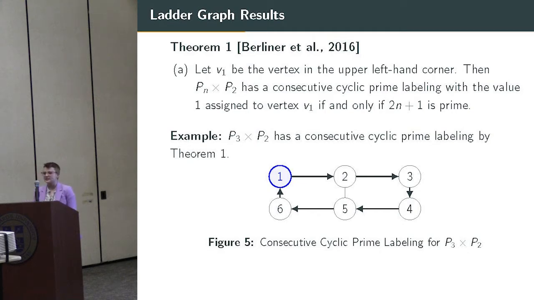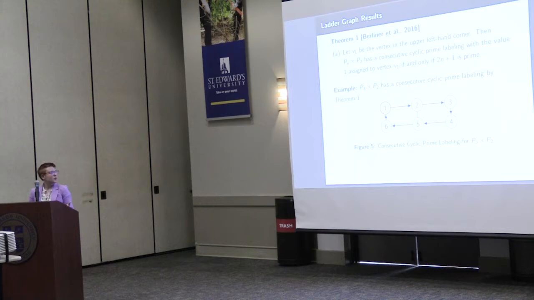This is what that looks like. It's the same as the graph that was on the previous slide. And then one of the other results that we looked at is, if you can't necessarily start that consecutive cyclic prime labeling in the upper left-hand corner, can you still give that kind of labeling to the ladder graph? And you can, it's just a little more complicated.